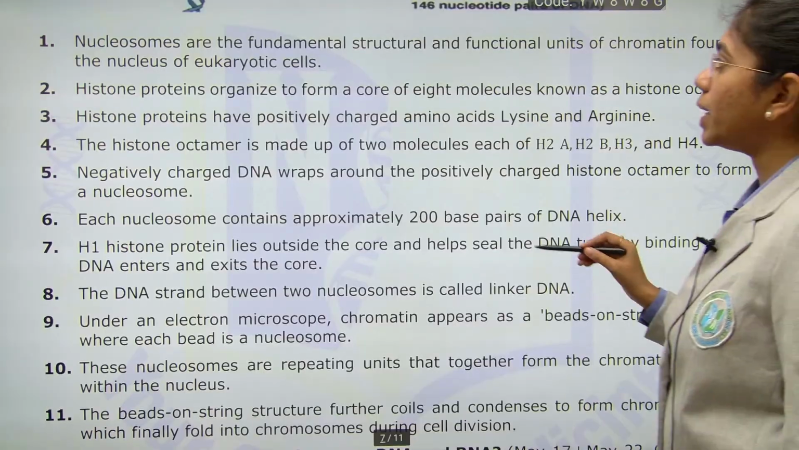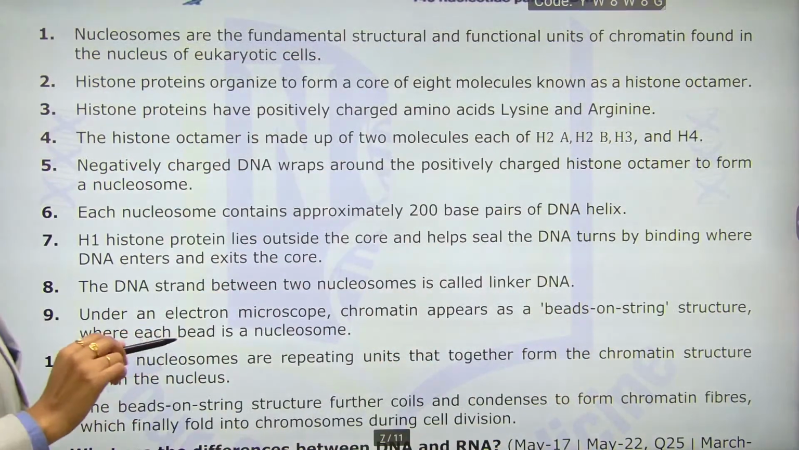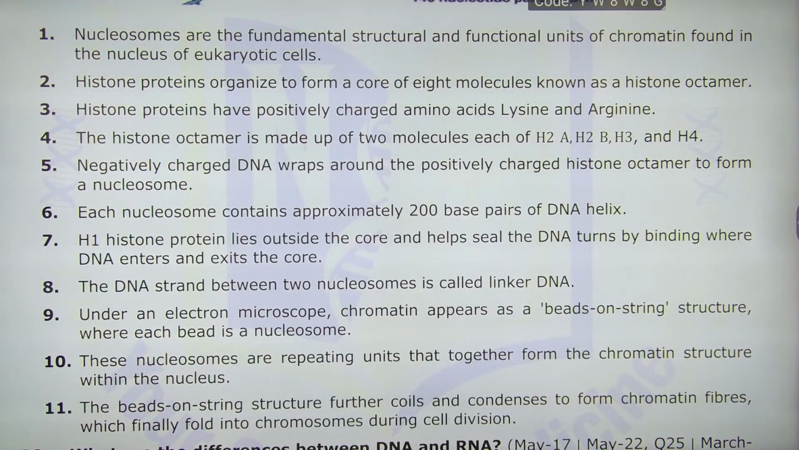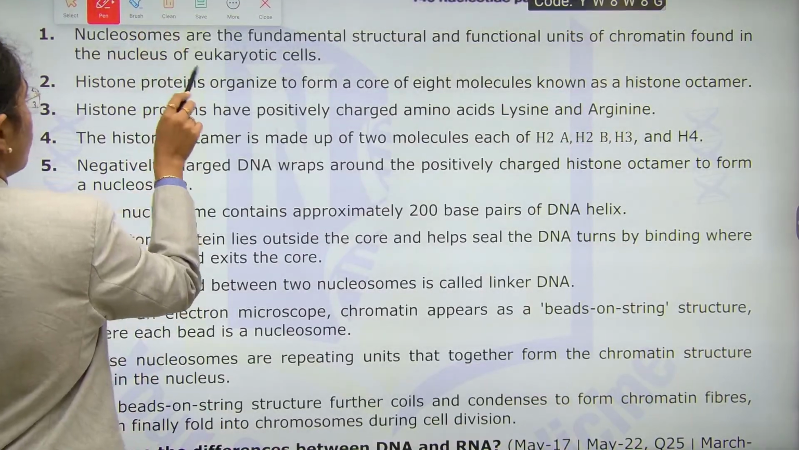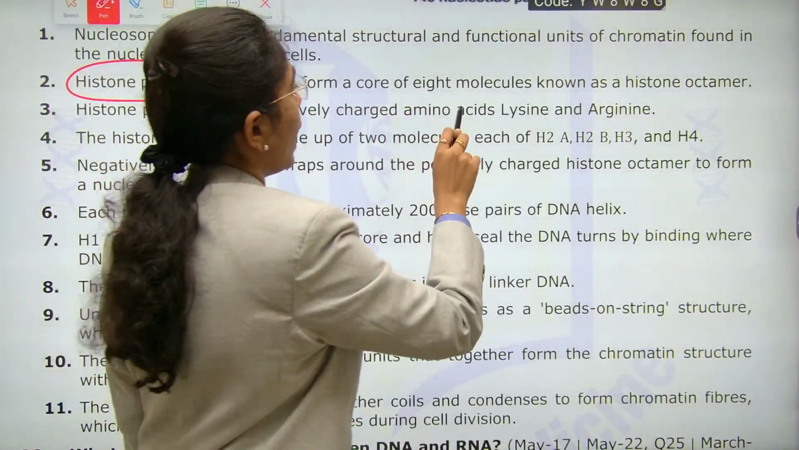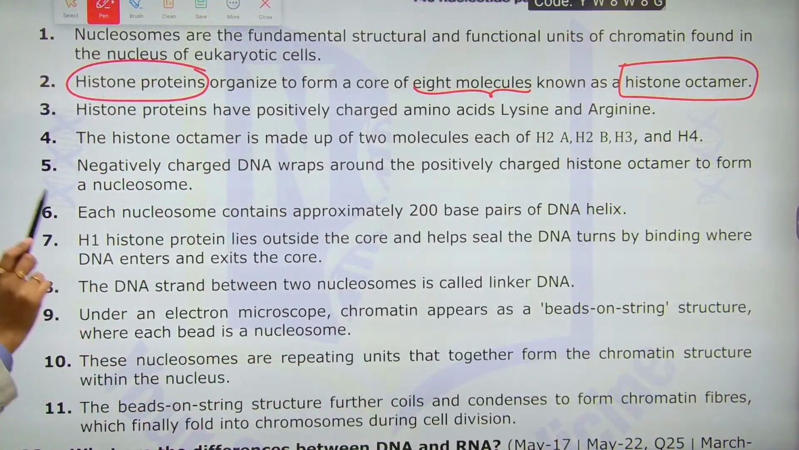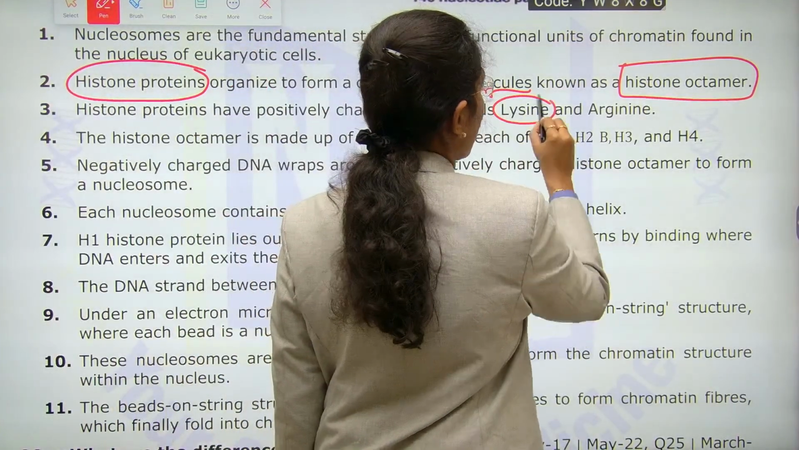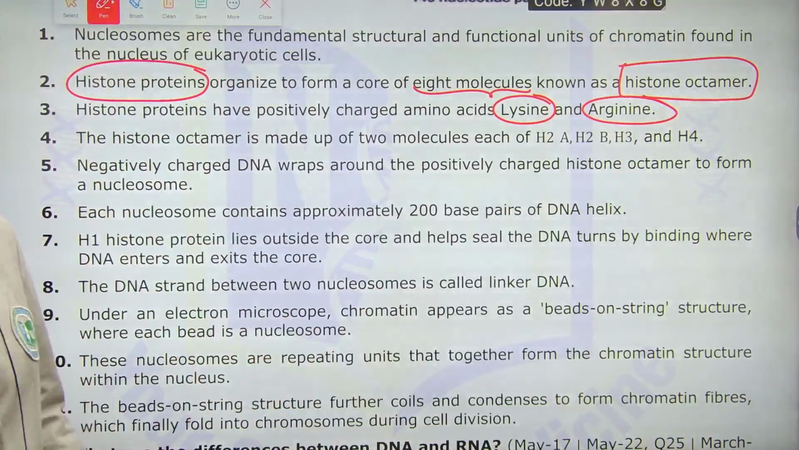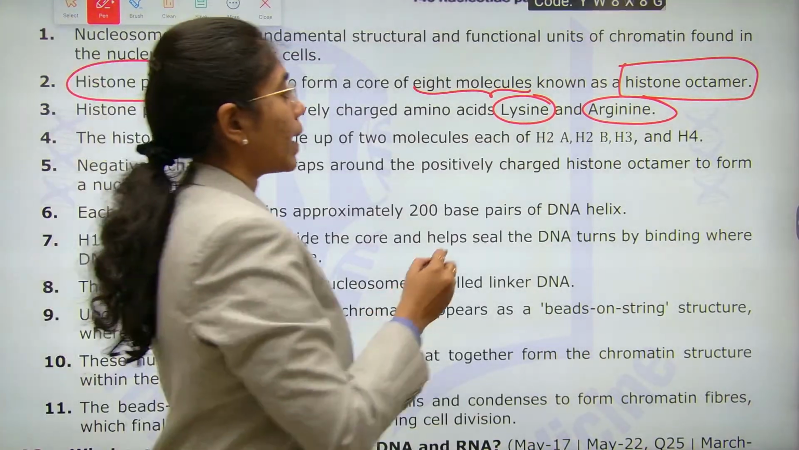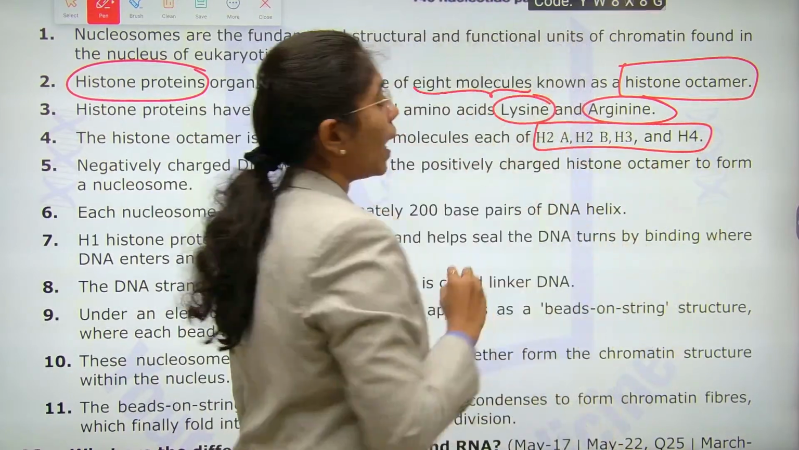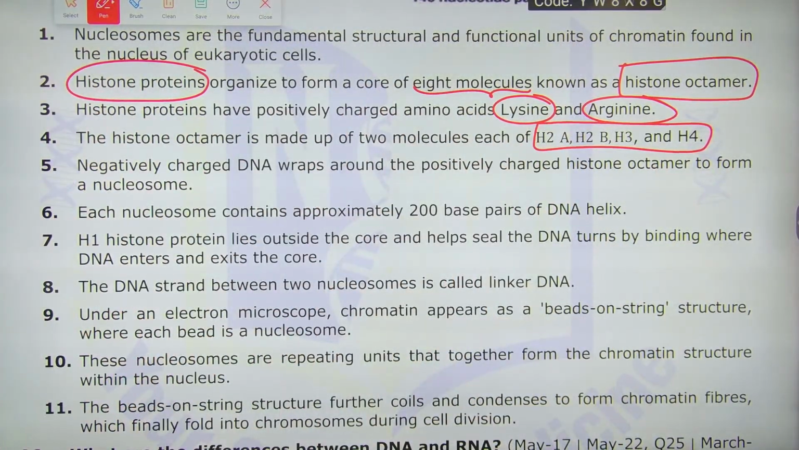Nucleosomes are the fundamental structural units of chromatin. They are found in the nucleus. Histone proteins organize to form a core of how many molecules? 8 molecules, which are known as histone octamer. Histone proteins have positively charged amino acids, like what? So the histone octamer has 2 sets of molecules, H2A, H2B, H3 and H4. Negatively charged DNA is wrapped around the positively charged histone octamer, which is a nucleosome.